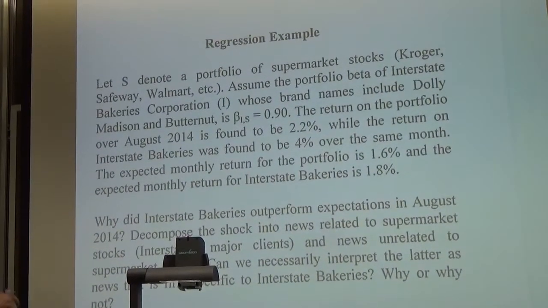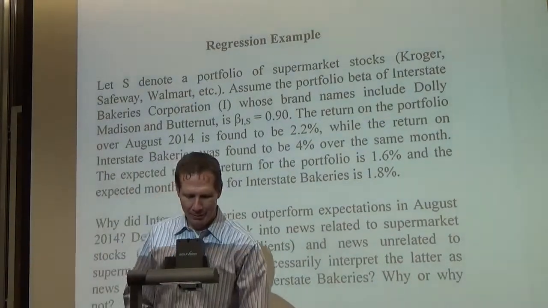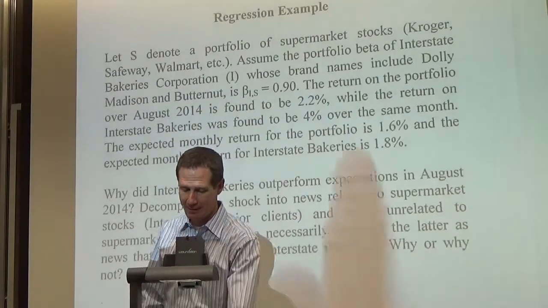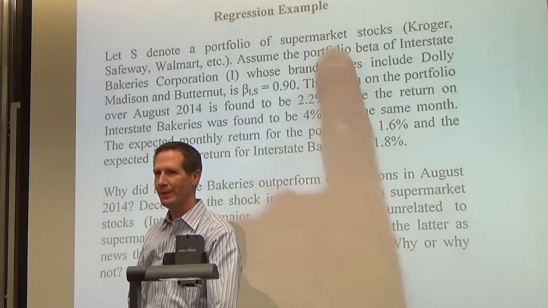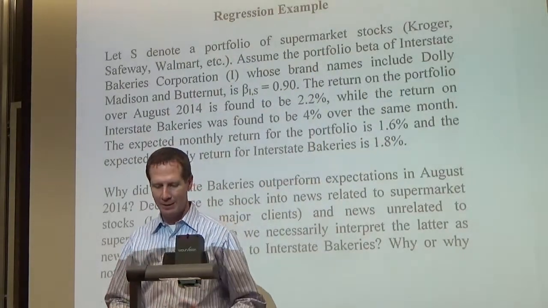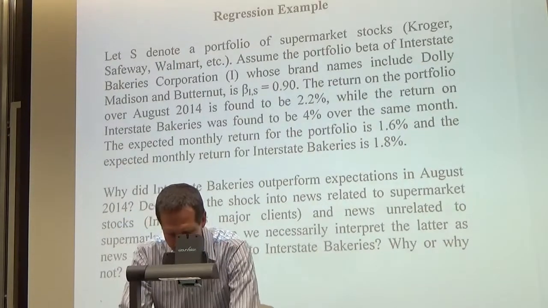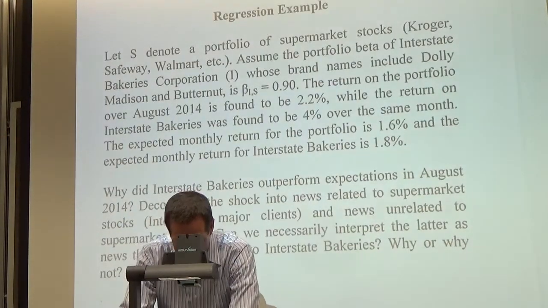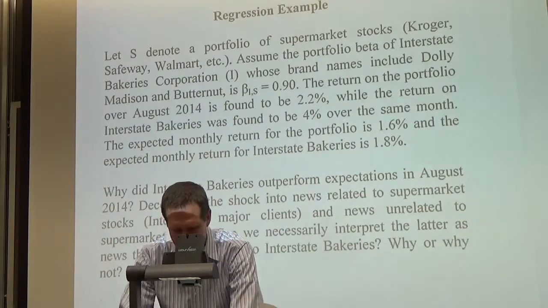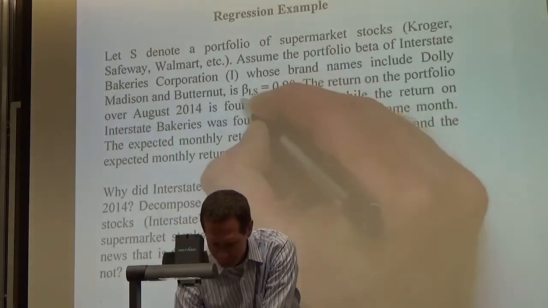Okay, so here's our regression example. Let S denote a portfolio of supermarket stocks. So it's not the market portfolio. It's a small subset of stocks, Kroger, Safeway, Walmart. Assume the portfolio beta of Interstate Bakeries, whose brand names include Dolly Madison and Butternut, is 0.90.